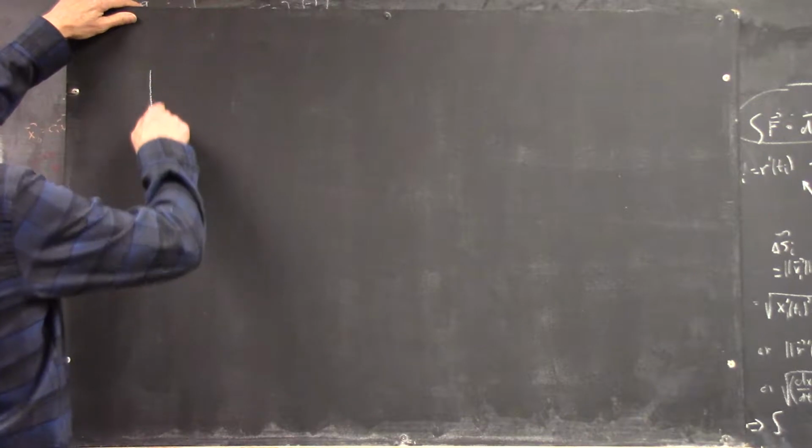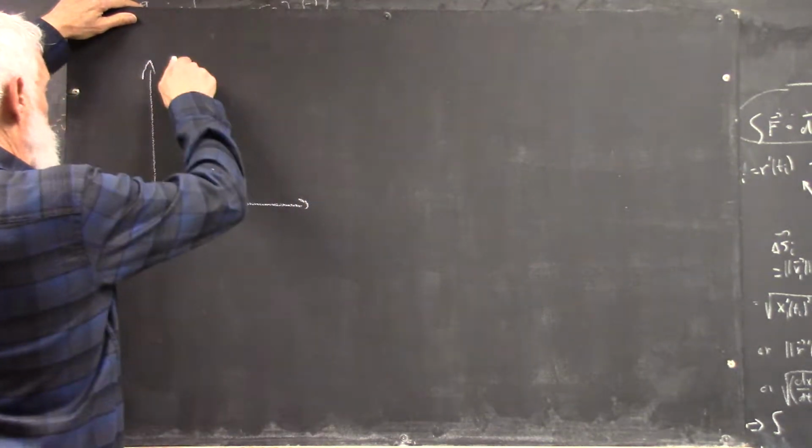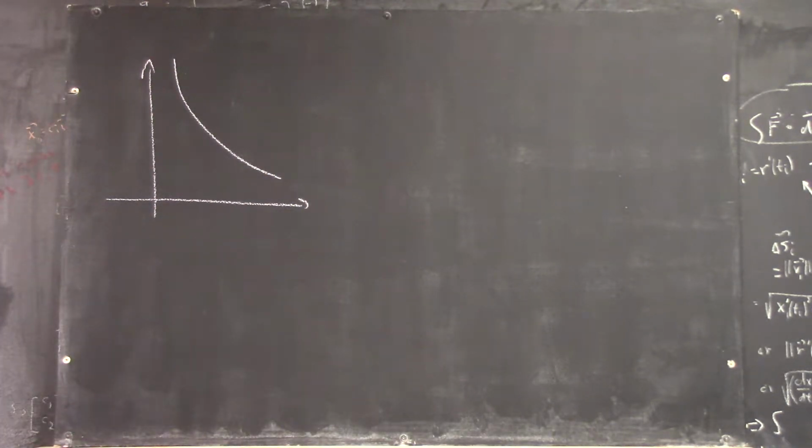So, here's a graph. Can you tell what function that is? Y equals x squared. X squared? Y equals x squared. 1 over x squared maybe. X squared looks like this, right? That's true. Okay, so that'd be possible.